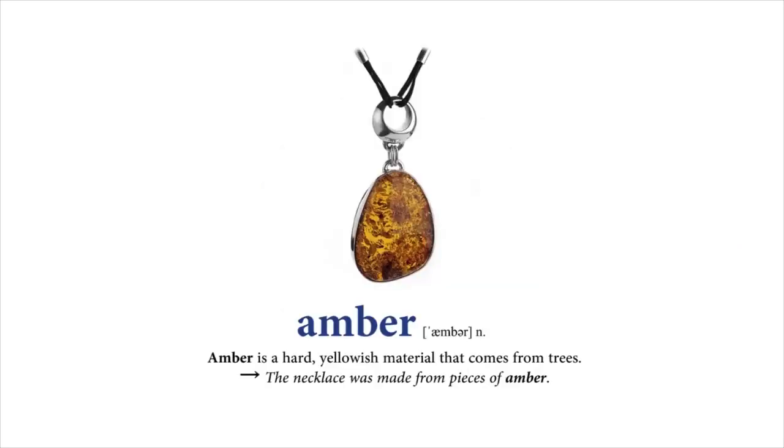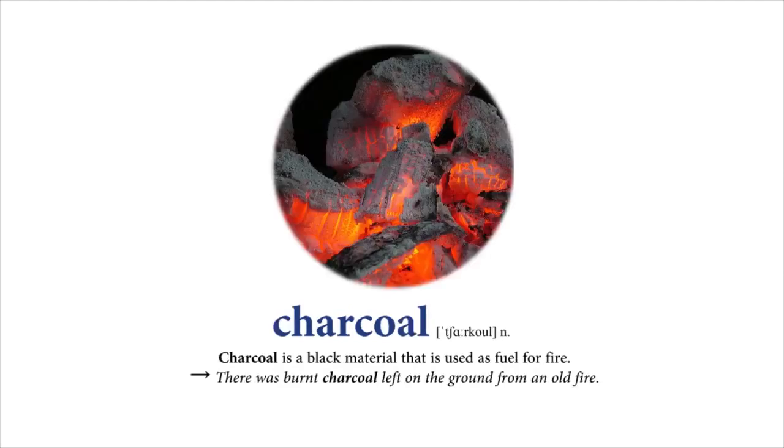Unit 30. Word list. Amber. Amber is a hard, yellowish material that comes from trees. The necklace was made from pieces of amber. Charcoal. Charcoal is a black material that is used as fuel for fire. There was burnt charcoal left on the ground from an old fire.